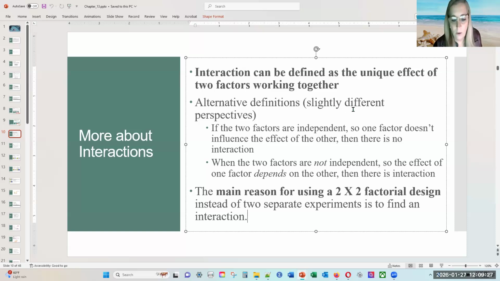All right, so alternative definitions for an interaction actually exist, and these are just sort of viewing it from slightly different perspectives. One is that if the two factors are independent, so one factor doesn't influence the effect of the other, then there's no interaction. Also, when the two factors are not independent, so the effect of one factor depends on the other, then there is an interaction. In fact, the main reason we do factorial designs is to see if there is an interaction, right?